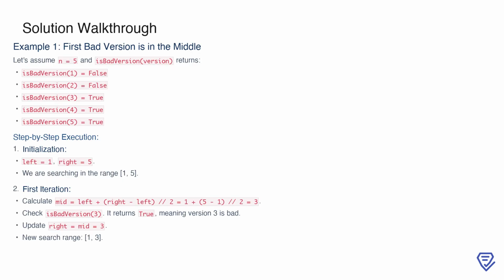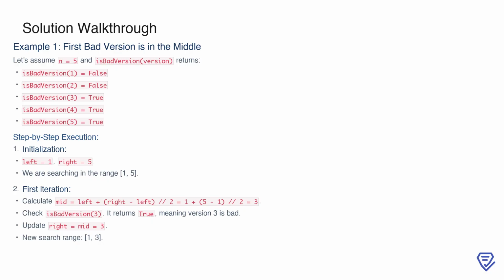Here, we are working through an example where the first bad version is in the middle of the range. We are given n equals 5, meaning there are 5 versions in total, and the isBadVersion function returns false for versions 1 and 2, but true starting from version 3 onward. The goal is to find the first bad version using binary search. Initially, we set left to 1 and right to 5, which represents the entire range of versions.